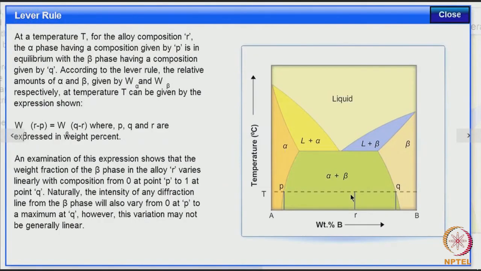So, one thing we have to remember, that at any particular temperature when alpha and beta phases are in equilibrium, the composition of alpha and beta will be unchanging. For example, at this temperature composition of alpha will always be given by that and composition of beta will always be given by that. So, what will happen if you take different compositions of the alloy is that the relative weight fractions of alpha and beta will change only.